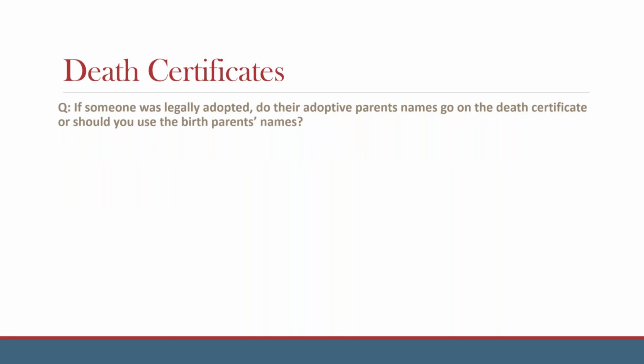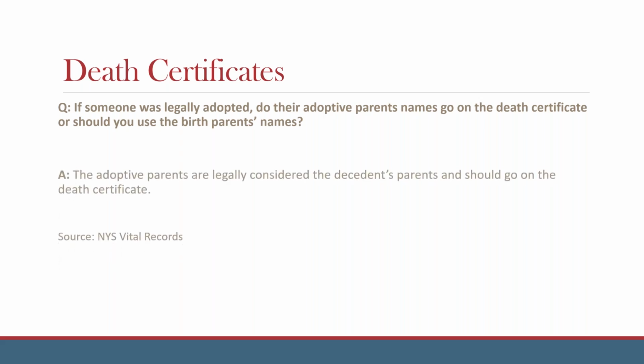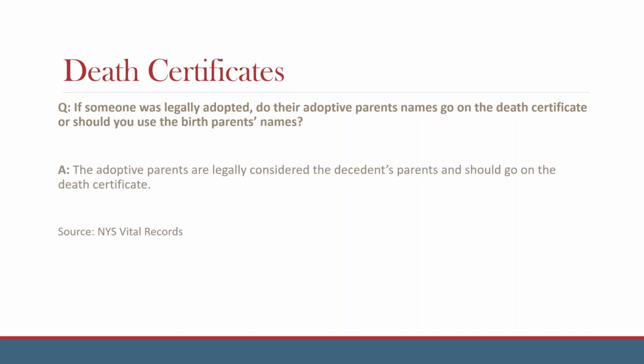So here's another adoption question, but this time pertaining to death certificates. If someone was legally adopted, do their adoptive parents' names go on the death certificate, or should you use the birth parents' names? So if you're paying attention to the answer I gave you with regard to final disposition, you probably already know the answer. The adoptive parents are now the legal parents of the individual, and their names should go on the death certificate.